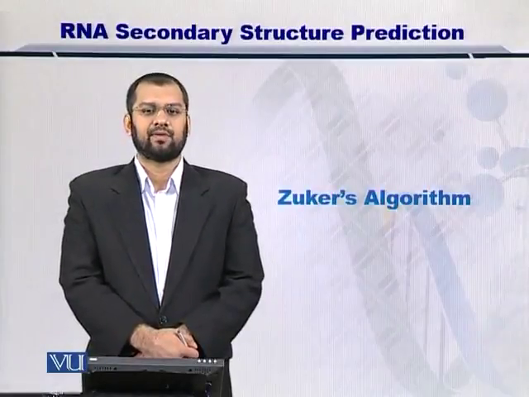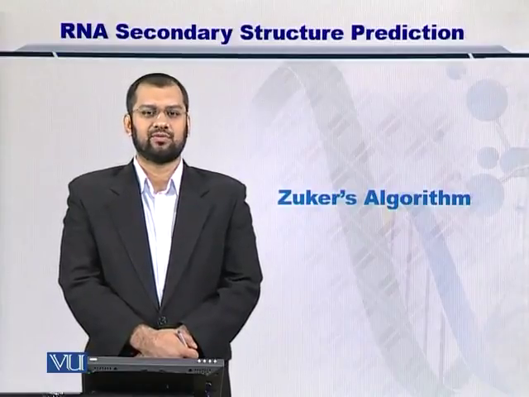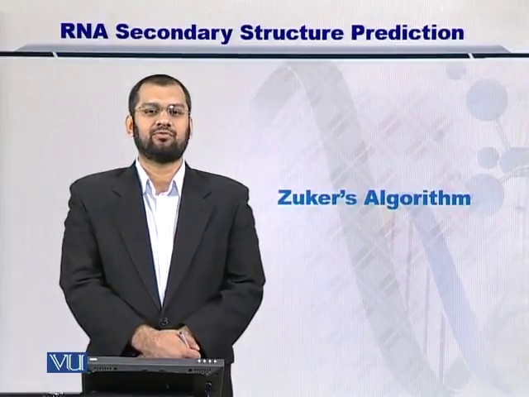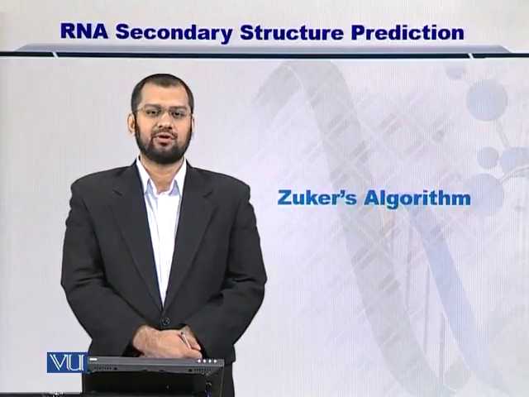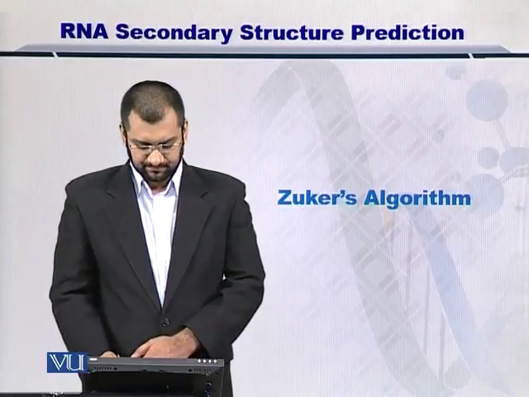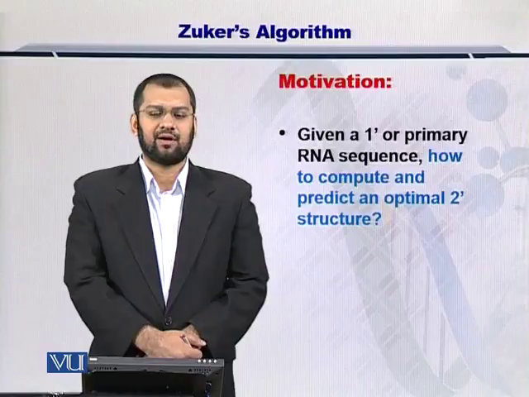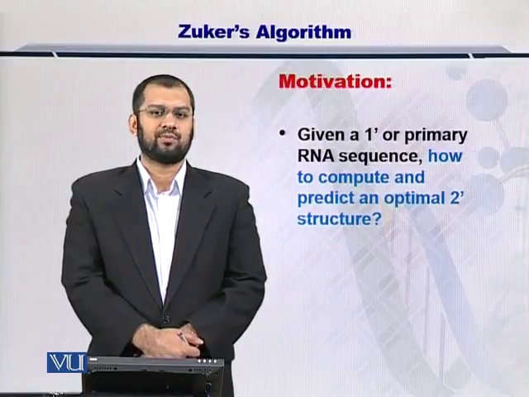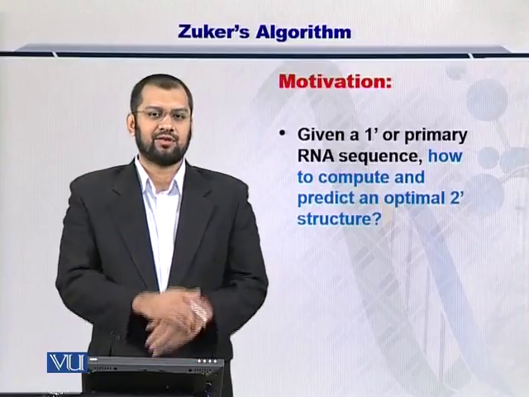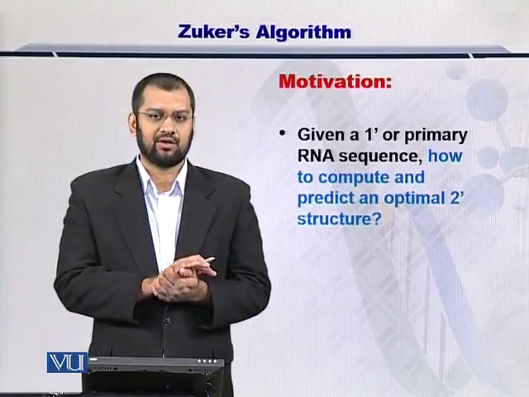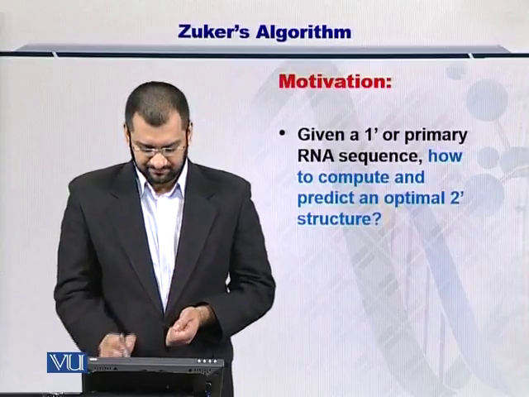Dear students, in this module, we'll look at one of the seminal algorithms that was developed to determine the stability of the 2' RNA structures. It is called the Zuker's algorithm. So given a 1' structure of an RNA molecule, you would like to predict the 2' structure. For that, you would want to evaluate the overall stability of the molecule. Zuker's algorithm helps you to do that in a very simple way.